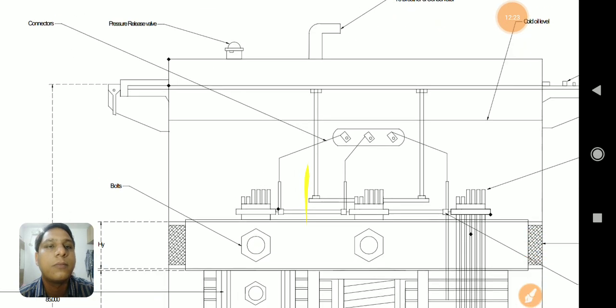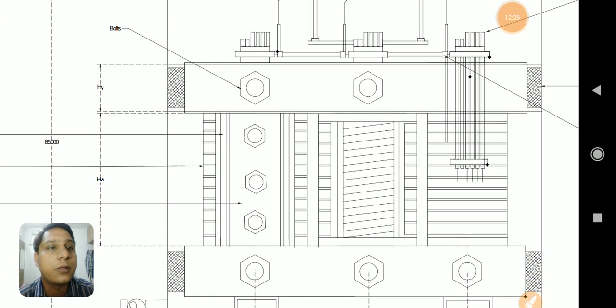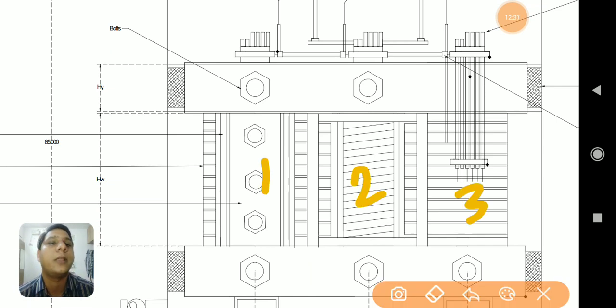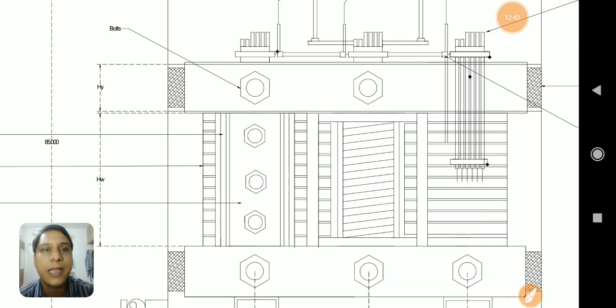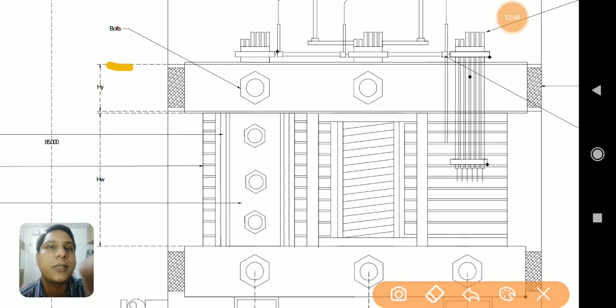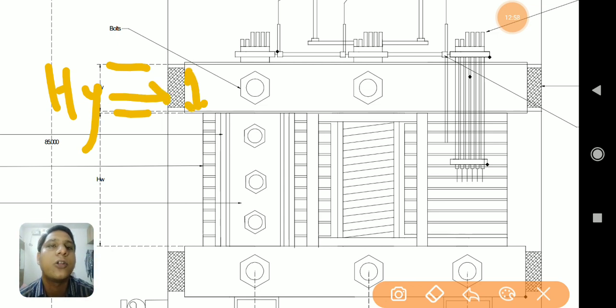Limb number 1. The three limbs are represented here. This is limb number 1, limb 2, and limb 3. And these two are the yokes, yoke number 1 and yoke number 2. If you look at the design part and the notations, those are represented in the design. The height of the yoke, which is represented here, is represented with HY, height of yoke. So this part is actually representing the height of yoke.